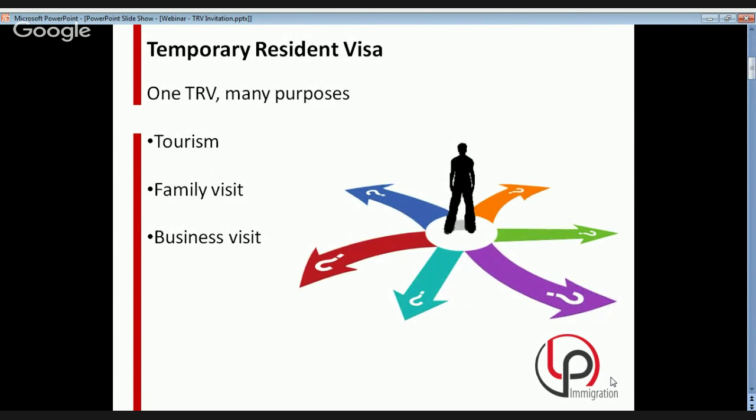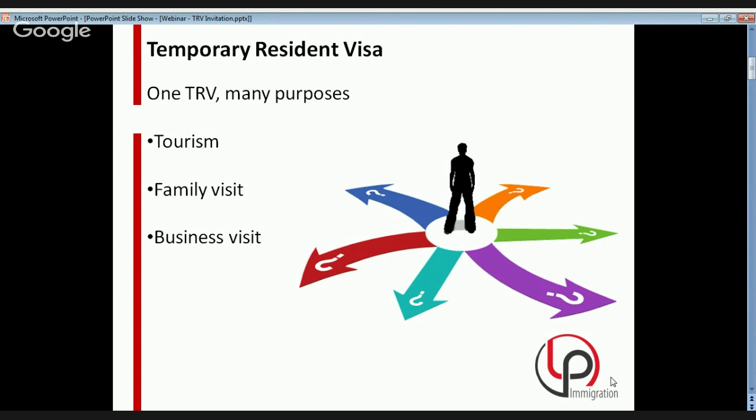First of all, let me remind you that there is only one type of temporary visa to Canada compared to other countries, where, say, for example, in Europe, you can get guest visas, business visas, tourist visas, etc. In Canada, we have only one. Things are very simple here. It is called TRV or Temporary Resident Visa to Canada.